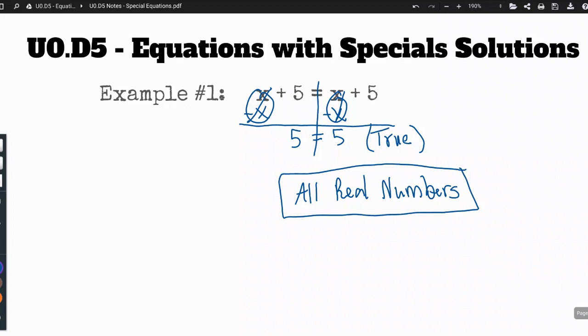We don't get an answer like x equals 5 or x equals 12. It's just x can be anything. x equals 1, x equals 2, x equals 3. Any real number you can think of is a possible value for x.